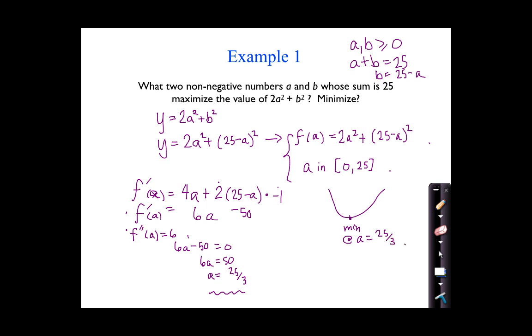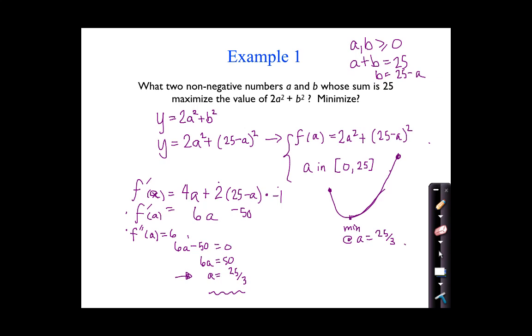The first question we're looking for here is actually, what's the maximum? Well, I've got endpoints, and based on symmetry of parabolas, 0 is closer to 8 1/3 than 25 is. So I'm guessing that the maximum is going to happen at a equals 25. But we can check. Here's our one critical value, 25 over 3, which, basic algebra-wise, is a parabola that opens up, so that's going to be a minimum because that's the vertex of it.